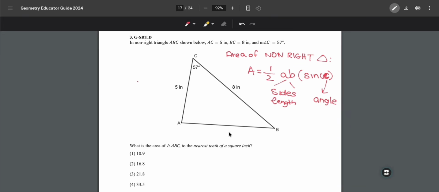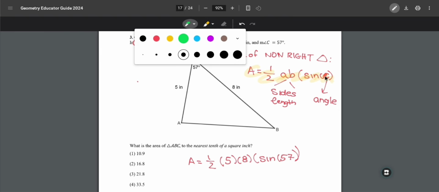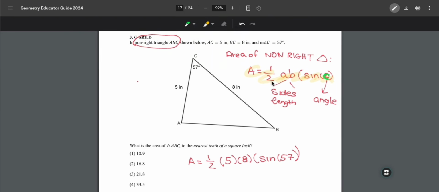So if I plug in what I have in this equation, the area of the triangle is equal to 1/2 times 5 times 8 times sine of 57. Okay, that's how I'm going to determine the area of my non-right triangle ABC. So for a non-right triangle, this is the formula that you're going to use: area equals 1/2 AB times sine C. Sine C is your angle, AB are your sides.